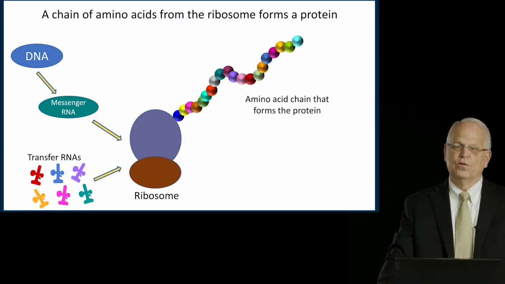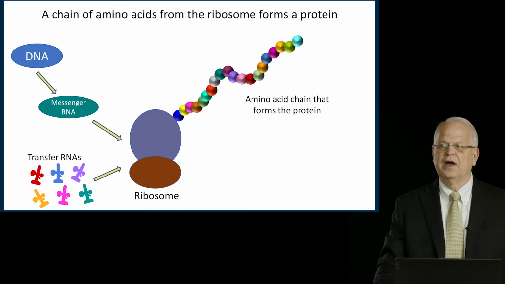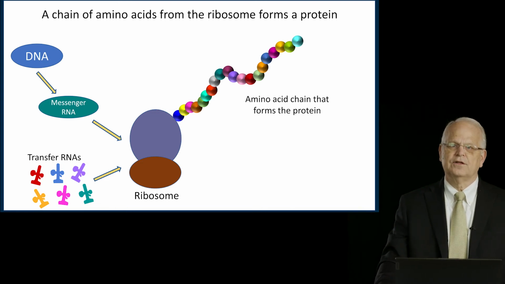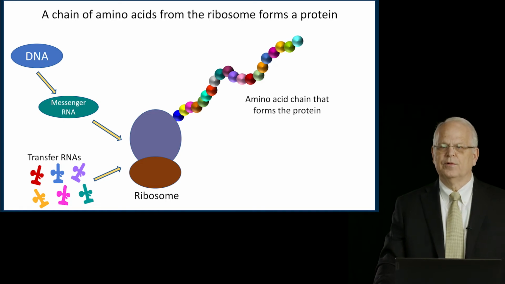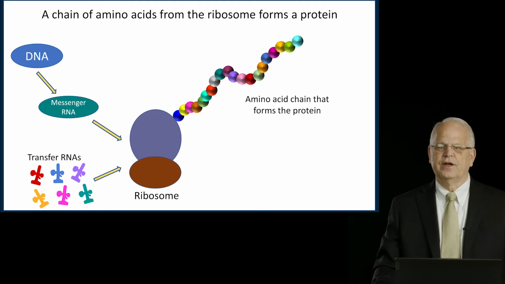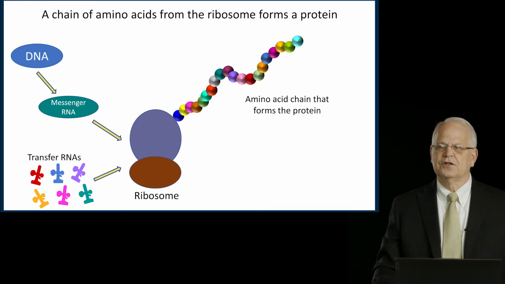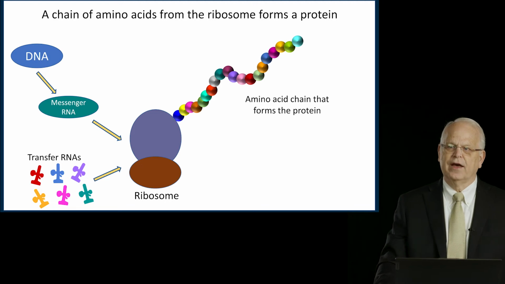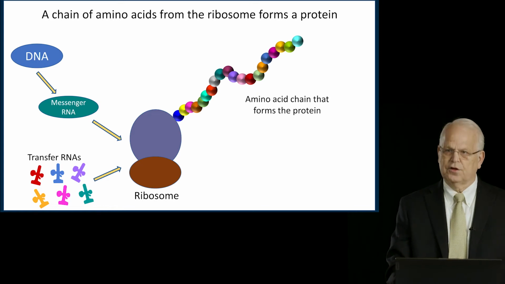Just by way of a little review, a chain of amino acids comes from the ribosome, and that's what forms the protein. So from DNA, messenger RNA comes and heads to the ribosome, and transfer RNAs are also coming to the ribosome. And each transfer RNA is bringing a particular amino acid. And the ribosome is able to link these amino acids together and form an amino acid chain, and that eventually folds on itself and becomes the protein. So this is how proteins are made in a simplified schematic form.